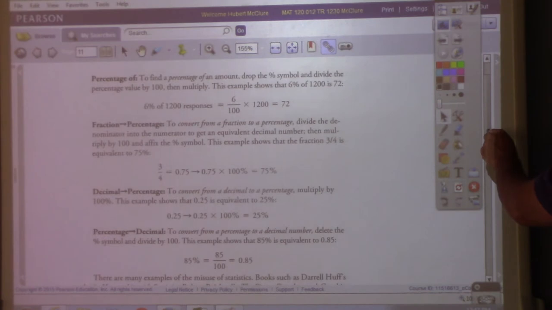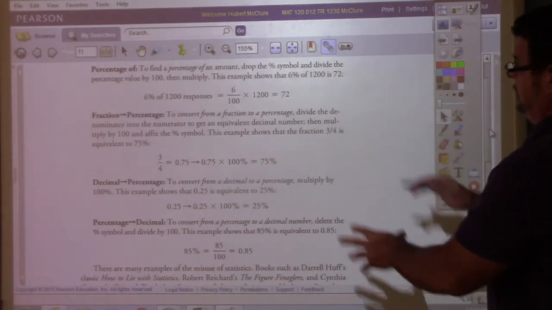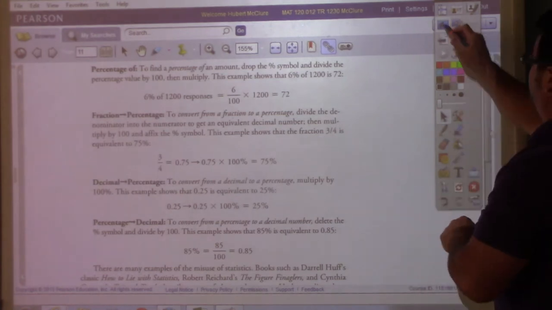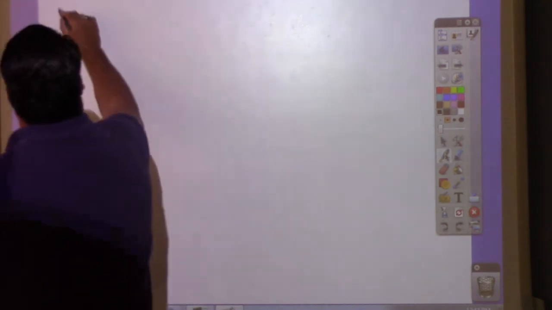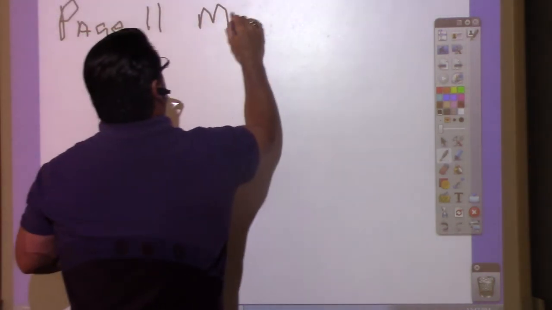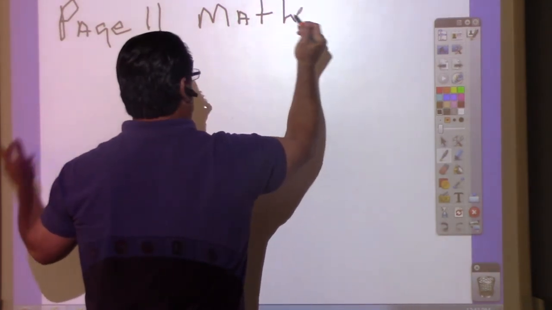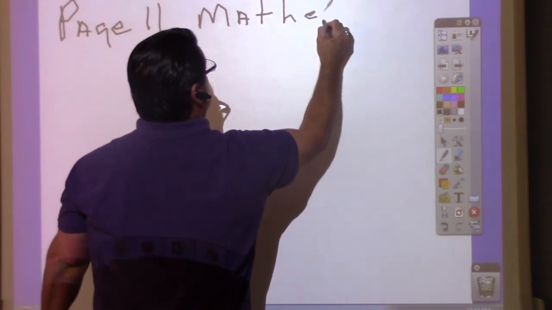Here's your mathematics in chapter 1. Real tough stuff, okay? Most of you have had pre-algebra and introductory algebra, so I know you know this material. This is on page 11. I'm going to go up to a white page here, and we're going to talk about page 11, mathematics. And this is just a review over fractions, decimals, and percent.